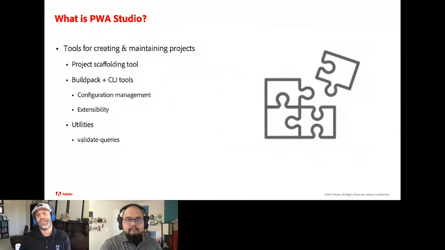Next, we aim to make project creation and maintenance easy. We publish a project scaffolding tool that allows you to create a new PWA storefront by following a series of interactive prompts. We maintain a package called Build Pack that contains CLI tools that help with configuration management and extensibility. And we have a handful of utility packages like the one I've highlighted here, Validate Queries. This is a utility that checks your client-side GraphQL operations at build time, so you can fix any errors before going live. Your users will never encounter an error message or anything like that.